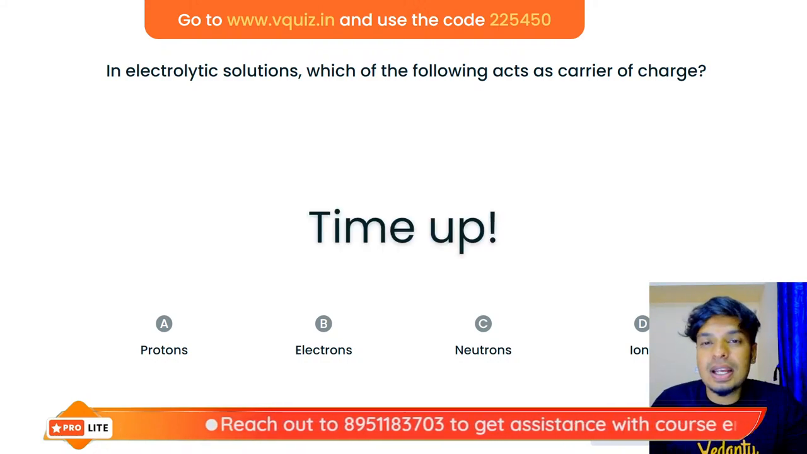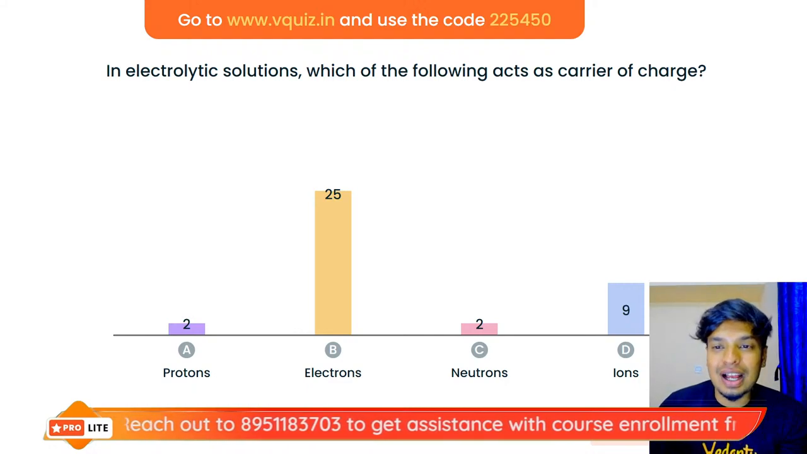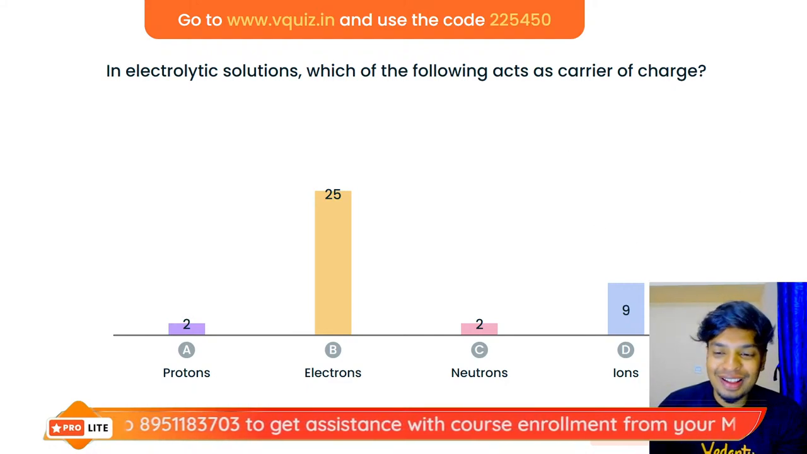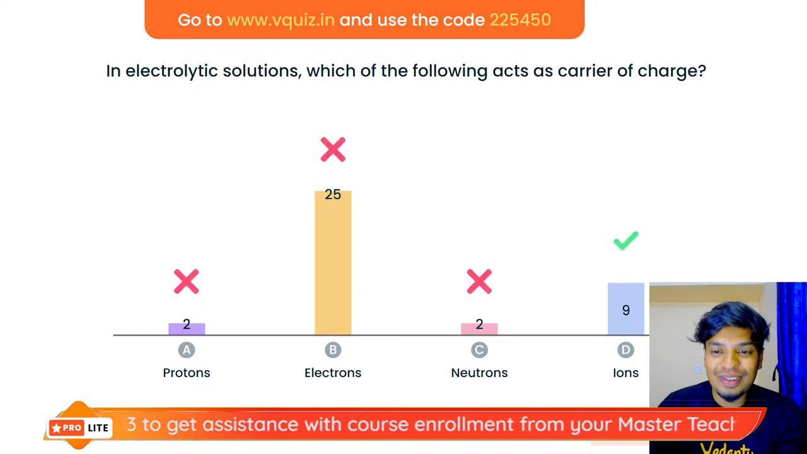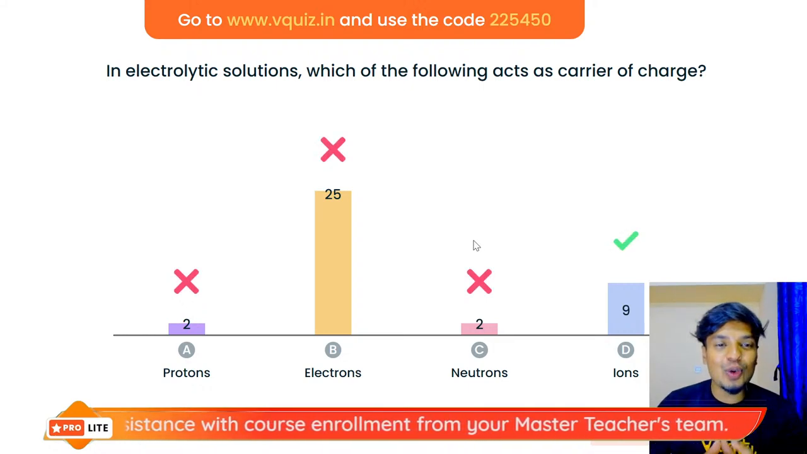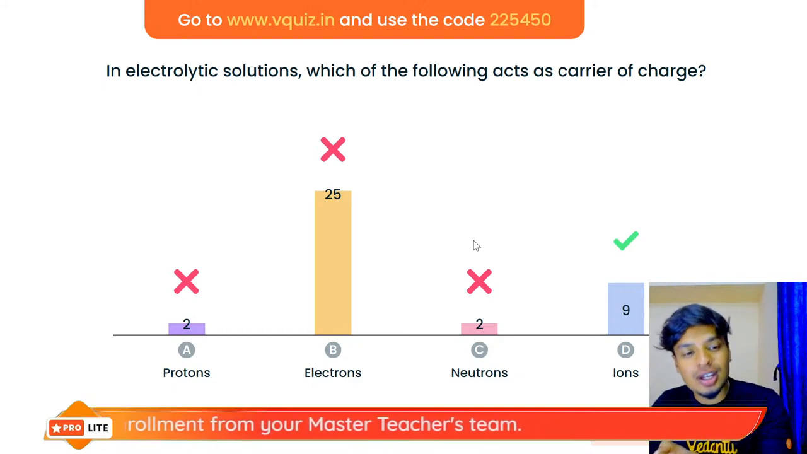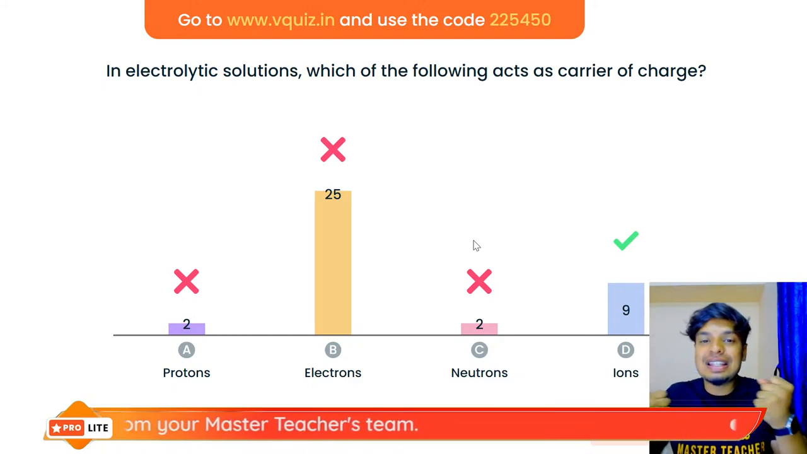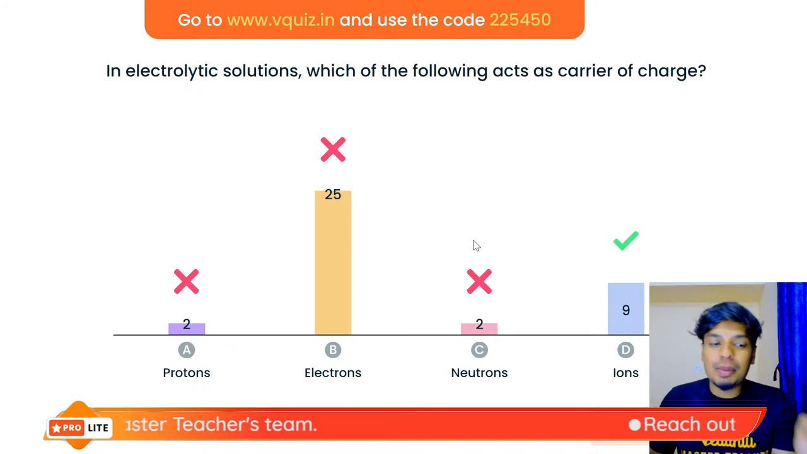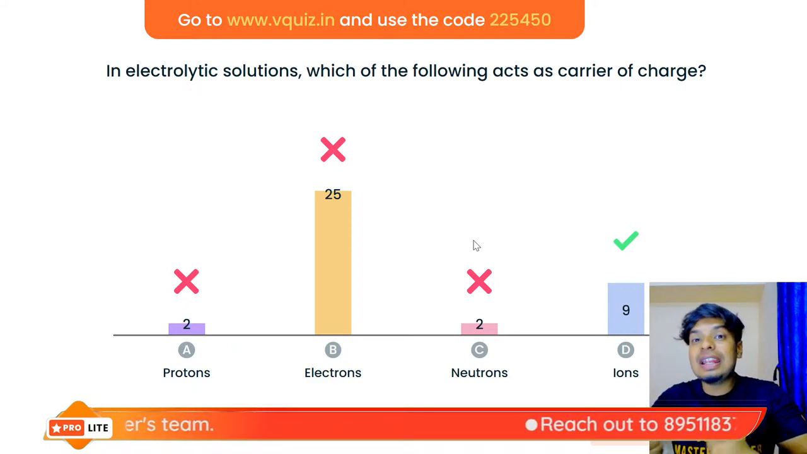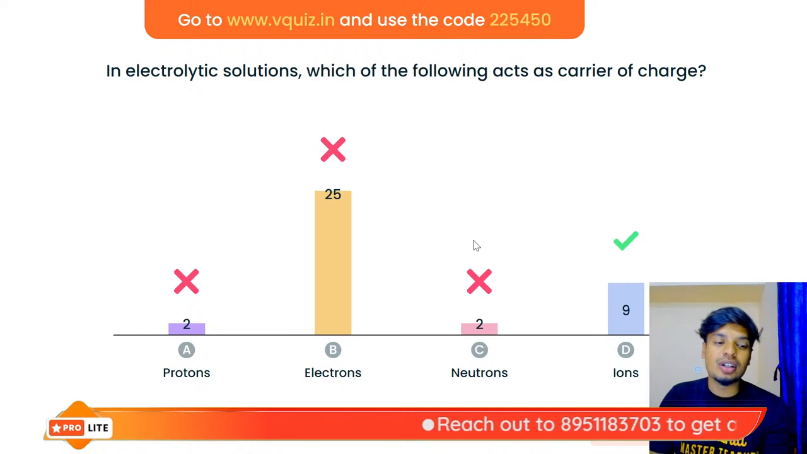What is the right answer, guys? So it's definitely electrons. Guys, in electrolytic solution, which of the following acts as the carrier of charge? Ions act as the carrier. The charge is nothing but electrons. So electrons are carried by ions in the solution.